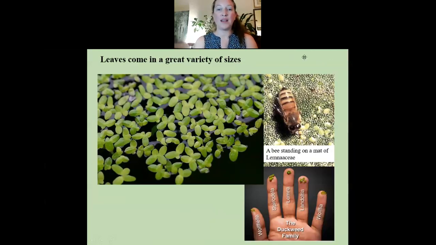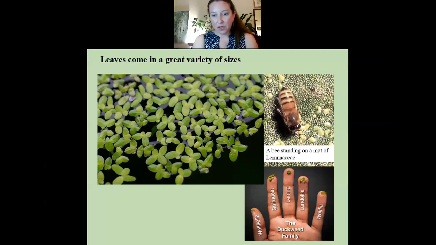Leaves also come in a variety of sizes. This is actually the smallest angiosperm that we know of. It's from the family Lemnaceae, and each of these plants is only about a millimeter or two wide, so the leaves themselves are really, really small too. On the right, a bee is standing on a mat of these small plants. They are aquatic, so they float in water, but the bee is able to stand on them. The Lemnaceae is also called the duckweed family.